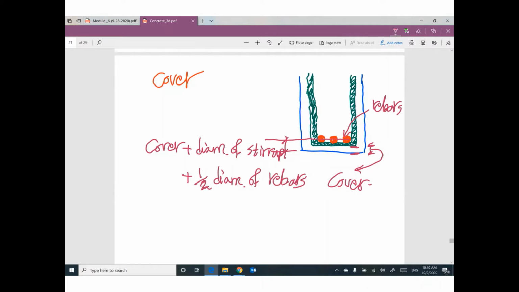You got it? So, according to ACI, this clear cover for beams is about 1.5 inch. If you add the diameter of stirrup and half diameter of rebars, you can reach a value around 2 inch to 2.5 inch. Okay, so cover means this clear distance. So I need to add half diameter from here and another half from this side. So the total will be one diameter.